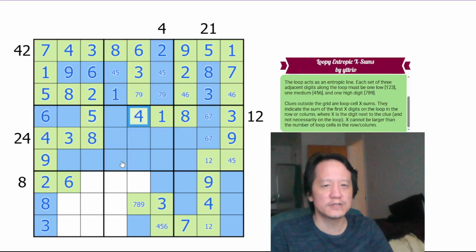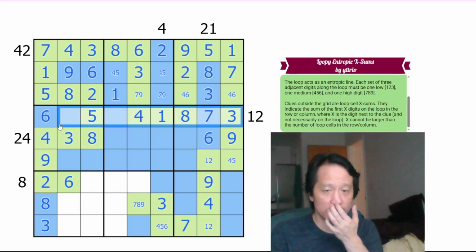This can't be 5 or 6, so this is 4. This 6 eliminates 6 here, so that's 7. This is 6. The rest of Sudoku, we can sort of figure it out, I guess. Maybe, maybe not. Who knows?